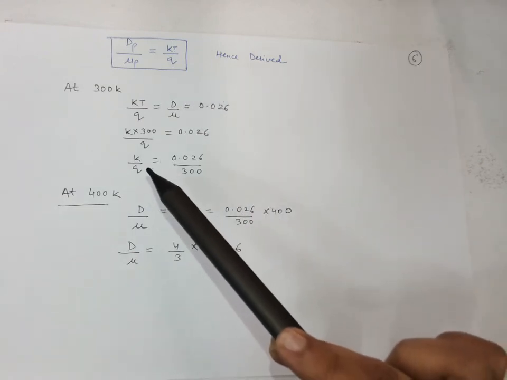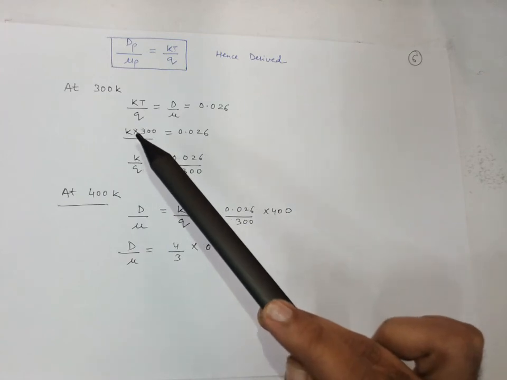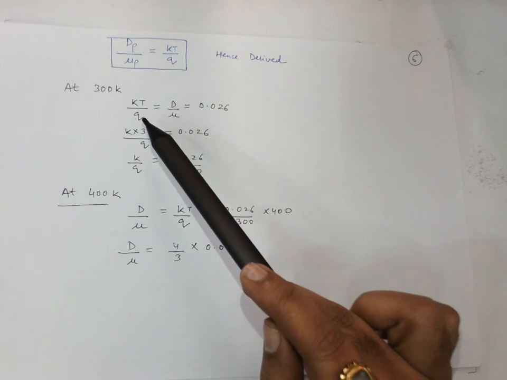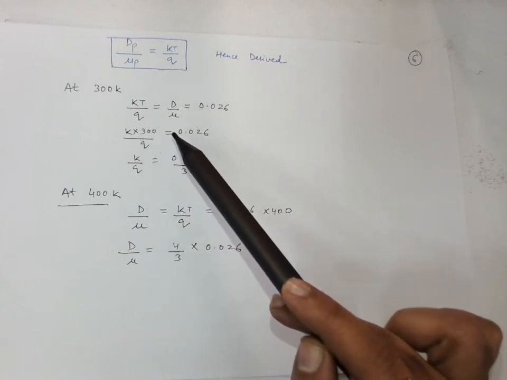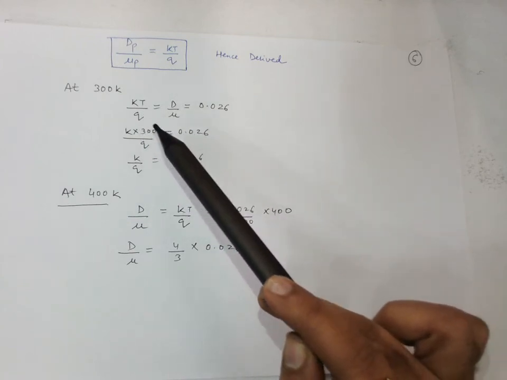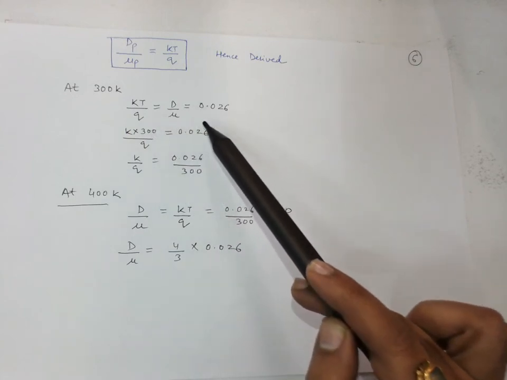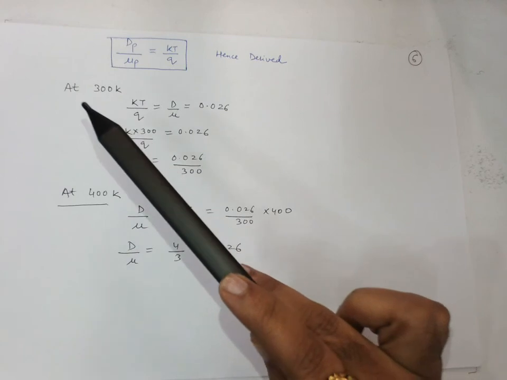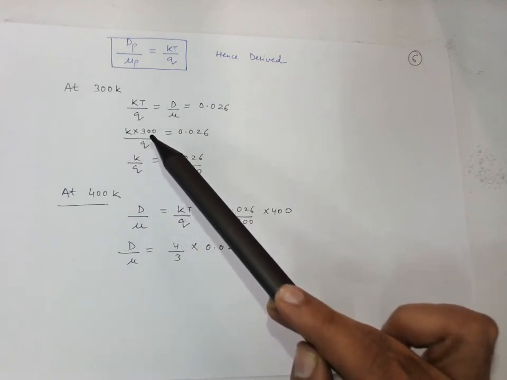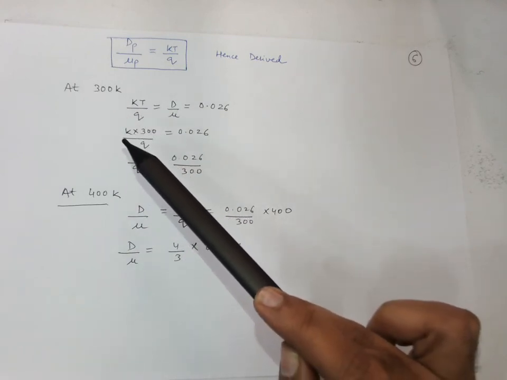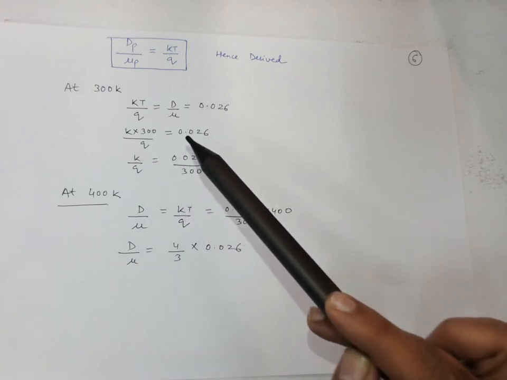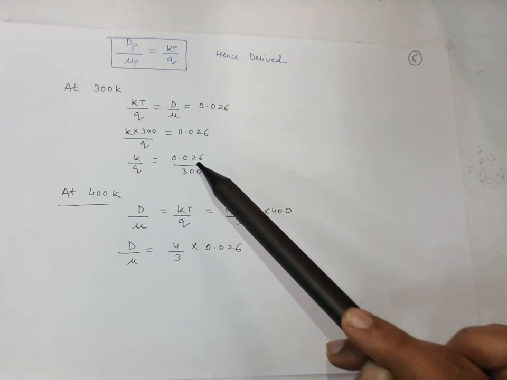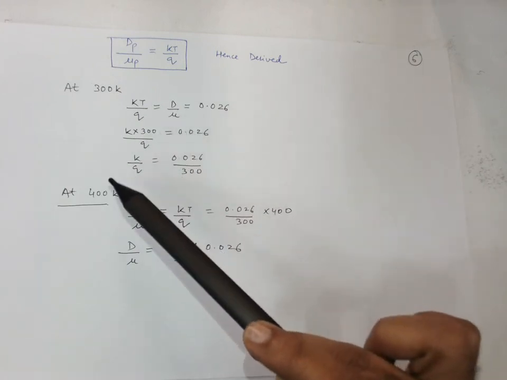Now here I am giving you one small tip. Suppose you don't remember the value of the Boltzmann constant or the charge, you can simply use this small assumption: kT by q is equal to D by mu, that is equal to 0.026 in volts. This I have told you earlier. So suppose I am talking about 300 Kelvin, I put the value 300 here. So k into 300 by q is equal to 0.026. So k by q comes out to be equal to 0.026 by 300. Now you have to simply remember this.